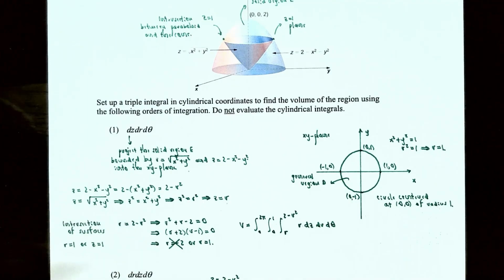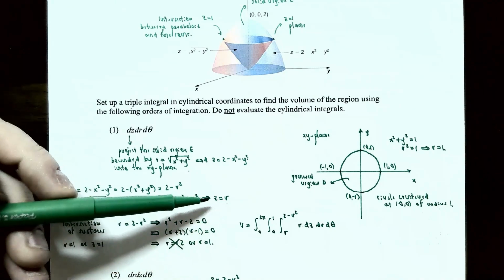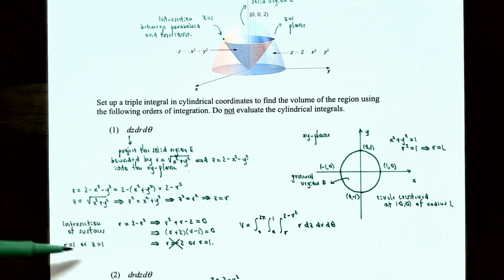You'll have r squared plus r subtract 2 equals 0, and then after you factor, it'll be r plus 2 times the quantity r subtract 1 is equal to 0. That gives you r equals negative 2 or r equals 1. Well, r cannot be negative 2 in terms of cylindrical coordinates, so r must be equal to 1. Well, since r is also the z value for the cone, that gives you a value of z equals 1. The two surfaces will intersect at the value z equals 1.